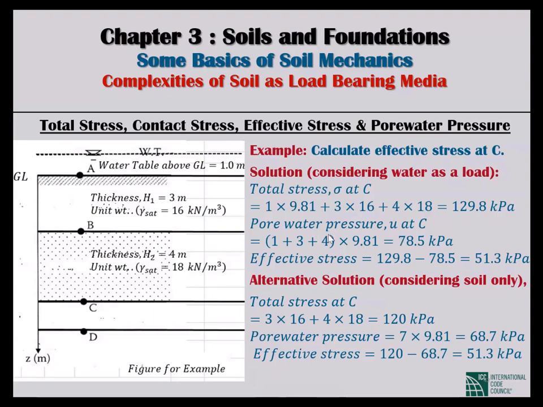I think you don't have any confusion about why we are calculating it like this. Because we cannot determine this contact stress. Could you get my point? If we could measure the contact stresses on individual particles, definitely in that case we could do that. But we have a formula that total stress is equal to effective stress plus pore water pressure, and that's why we are determining pore water pressure. We could determine it easily, and we subtract it from total stress, and we get the effective stress.